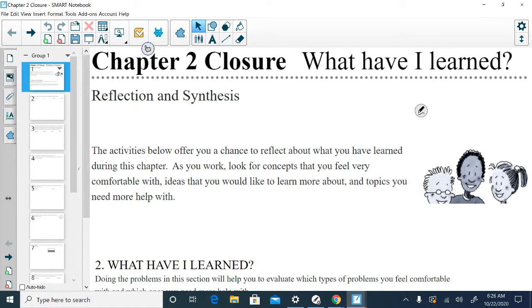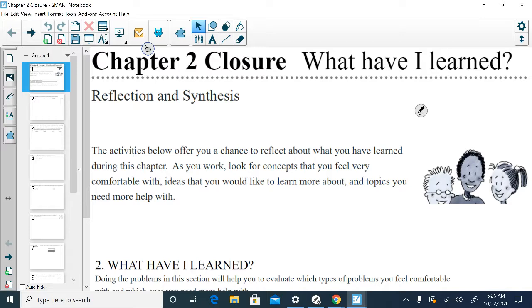All right, everybody. So today we're looking at Chapter 2, Closure. What have we learned in this chapter? It says the activities below will offer you a chance to reflect about what you have learned during this chapter. As you work, you're going to look for concepts that you feel very comfortable with, ideas that you would like to learn more about, and topics that you need more help with.